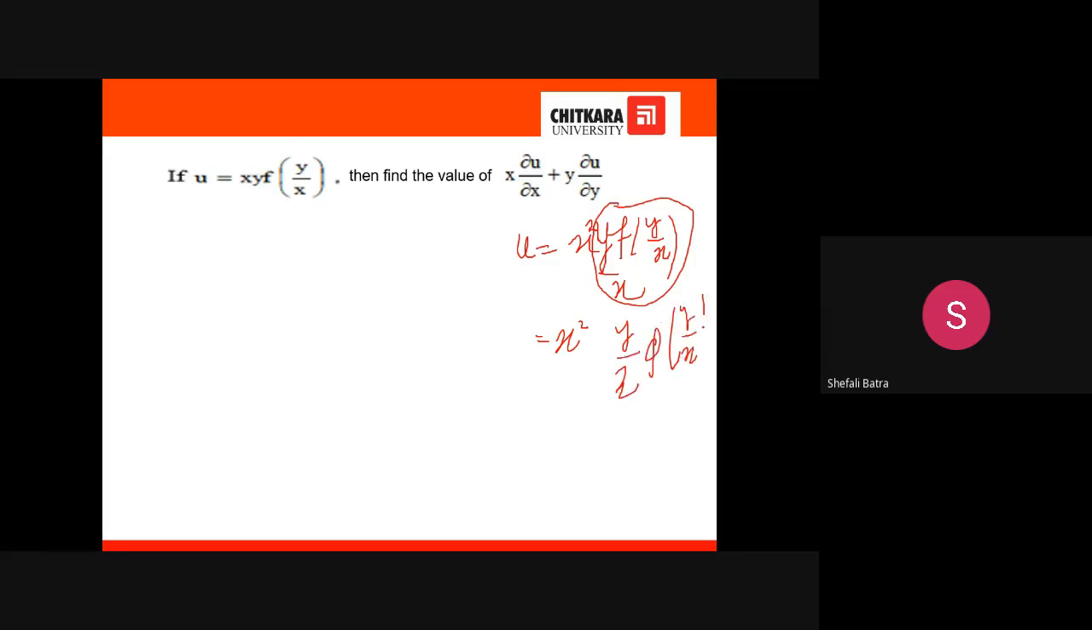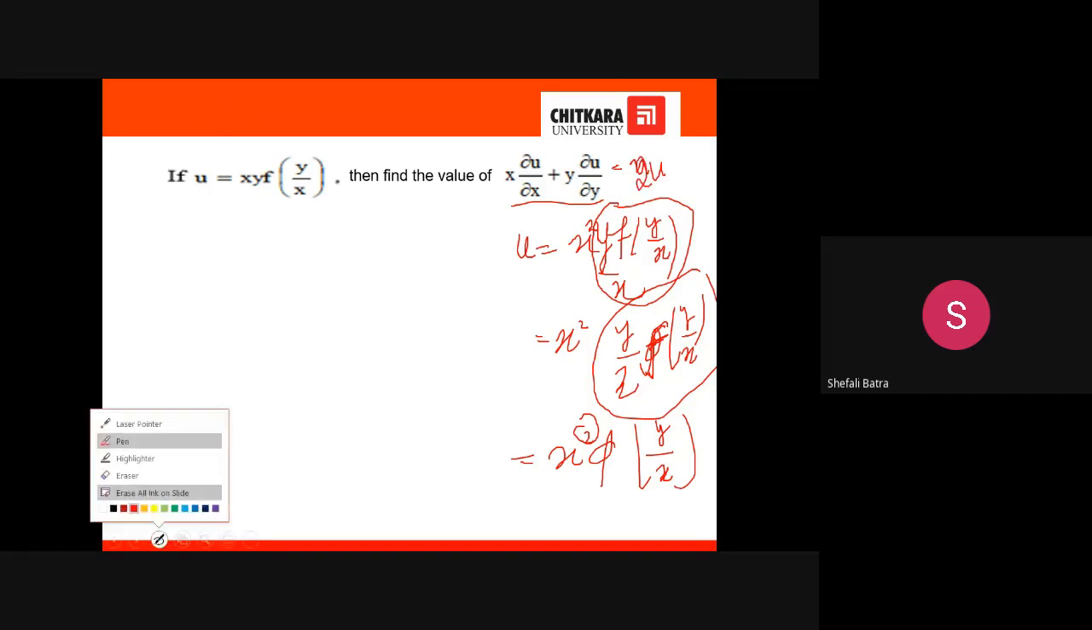So this complete is what? Function of y by x? Sorry, it is f. Right? So this complete can be replaced by some other function of y by x. So u is a homogeneous function with degree 2. Right? So then what will be the answer? 2u. 2u, because u is a homogeneous function of degree 2, and you know that this is equal to nu, and what is the value of n? n is 2, so the answer is 2u.